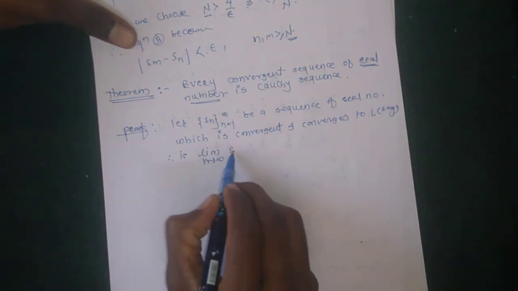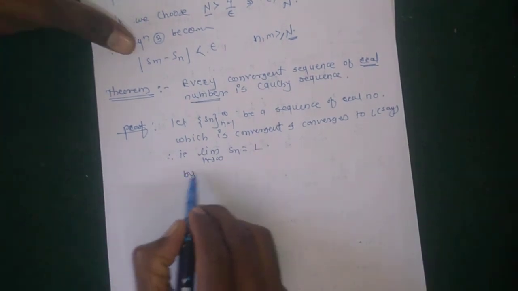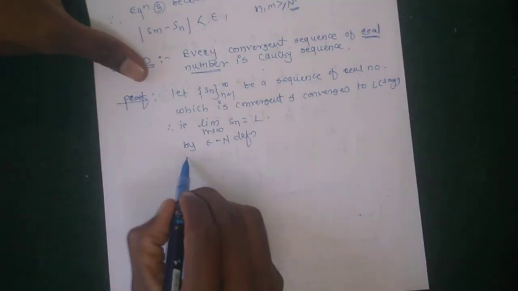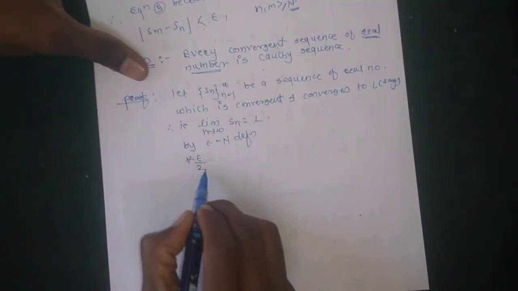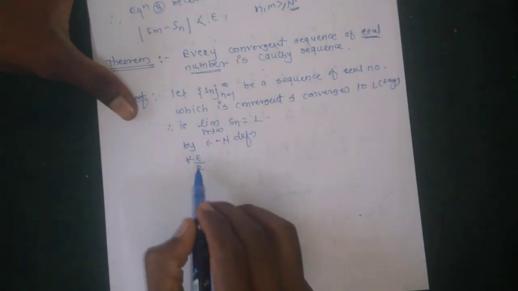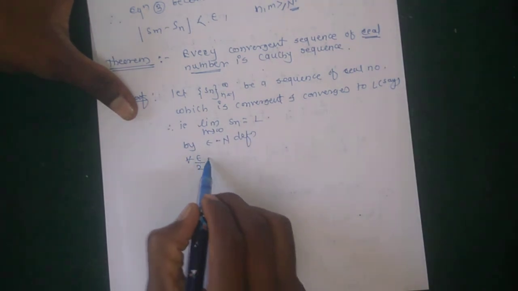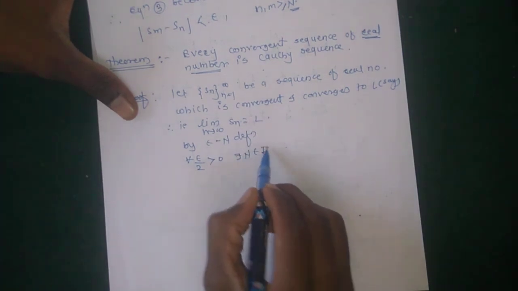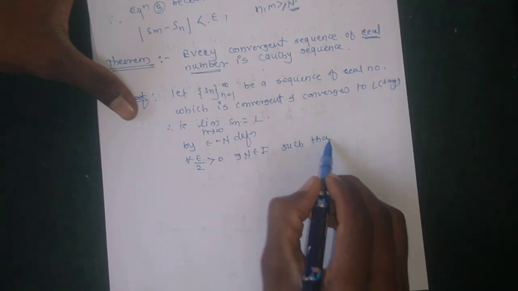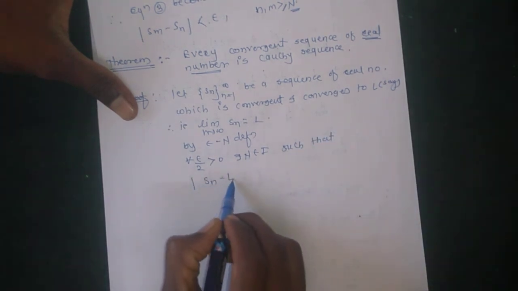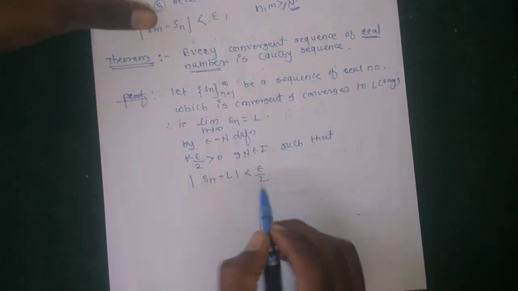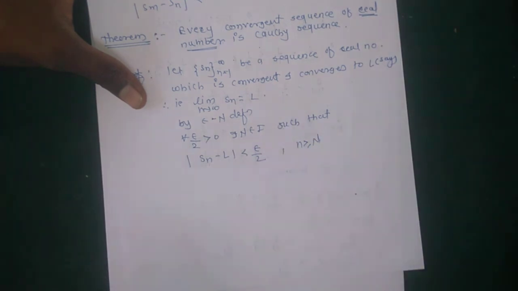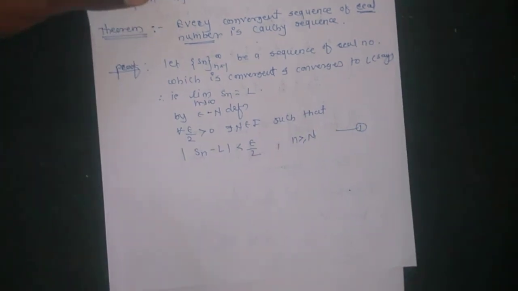and therefore the limit as n tends to infinity of Sn is equal to L, and therefore by the epsilon-N definition, for epsilon upon 2 (here we choose epsilon by 2 constructively) greater than 0, here any positive number, there exists N belonging to the integers such that the given sequence satisfies mod Sn minus L is less than epsilon upon 2 for all n greater than or equal to N. Okay, this is equation number 1.